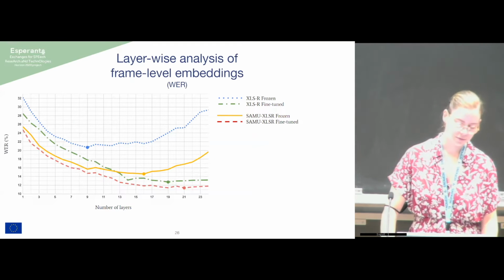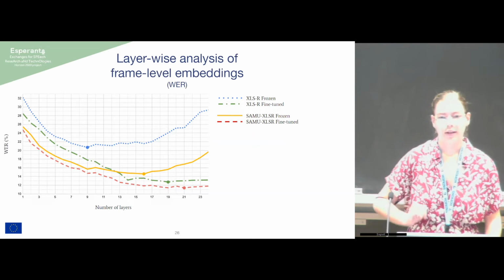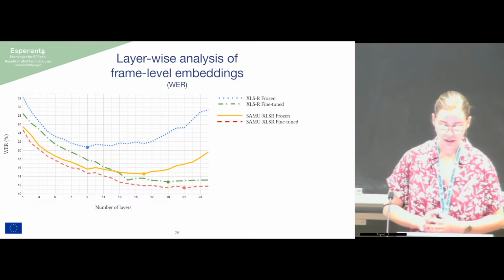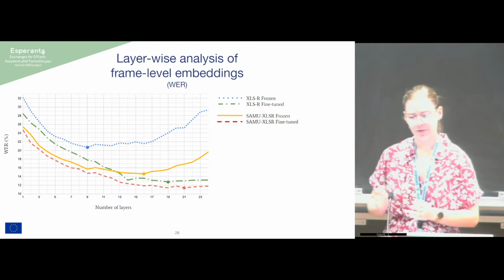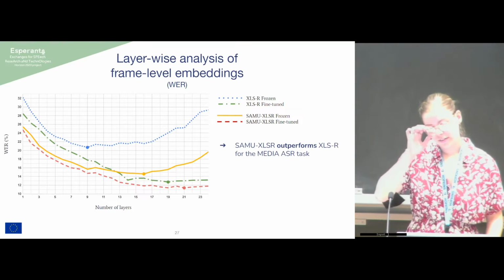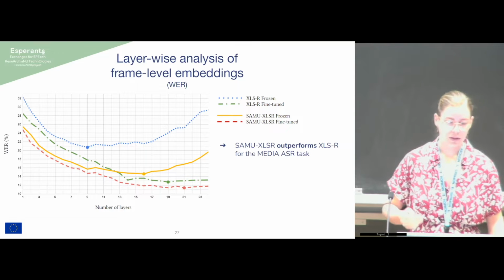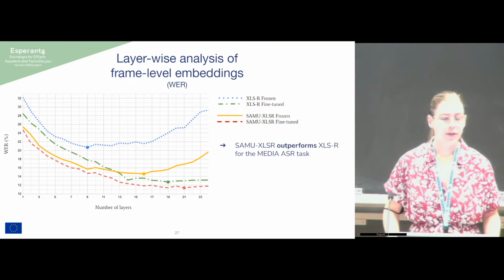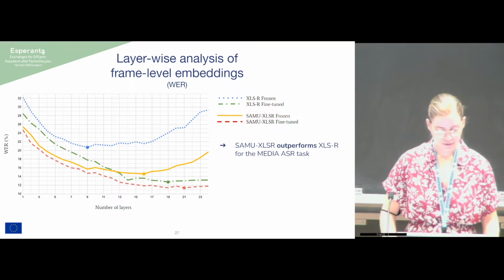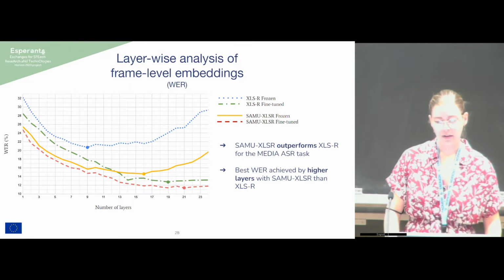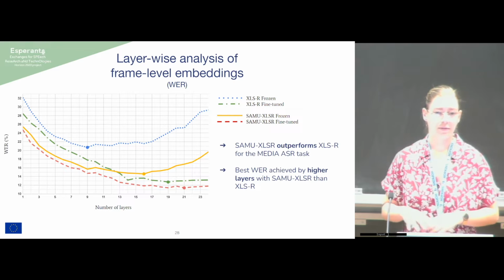So here are the first results. You can see a chart of word error rate evolution. So we wanted to get down, because it's an error rate, considering the layers of the embeddings that have been extracted from the speech encoders, both fine-tuned or frozen. The first point is that SAMU-XLSR outperforms XLS-R for the MEDIA transcription because, as you have seen before, we also have the transcription of the data, so we can see that here. And the second point is that a best word error rate is achieved by higher layers for SAMU-XLSR than it is for XLS-R.